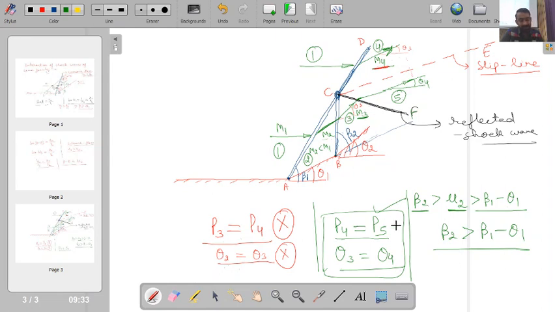To satisfy this condition, iteratively we change the angle of this oblique shock wave CD and the reflected shock wave CF, and we adjust these angles to create a situation such that in the downstream of these two waves we have this particular condition satisfied. This is a very important point regarding the interaction of shock waves of the same family.